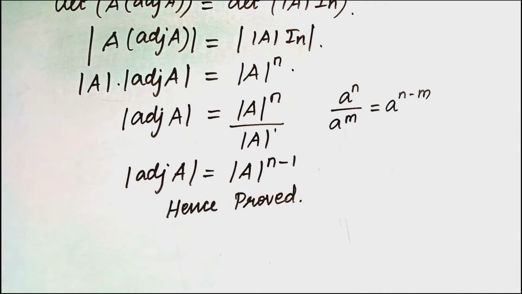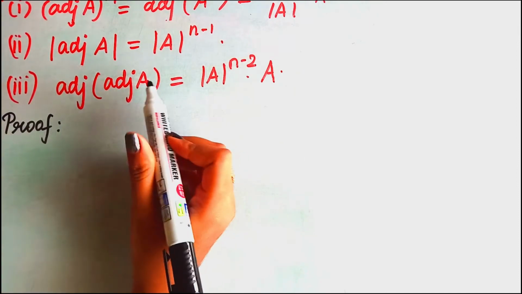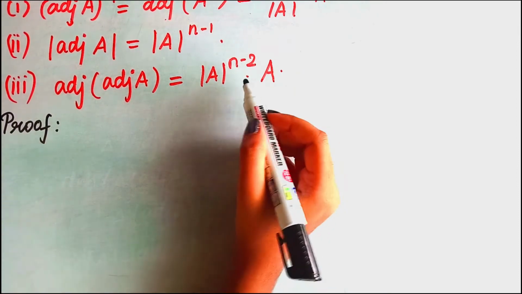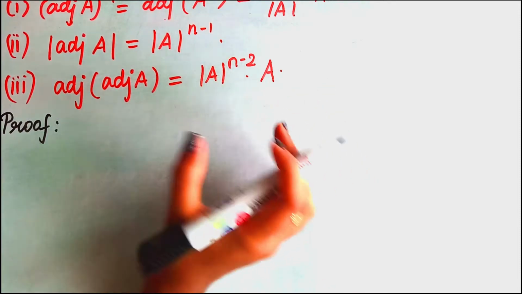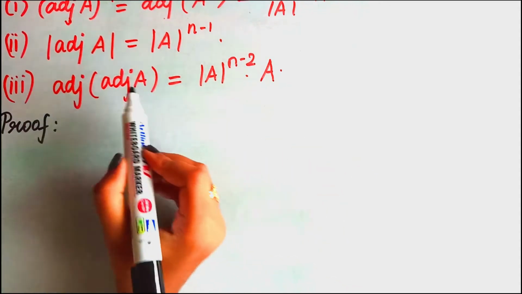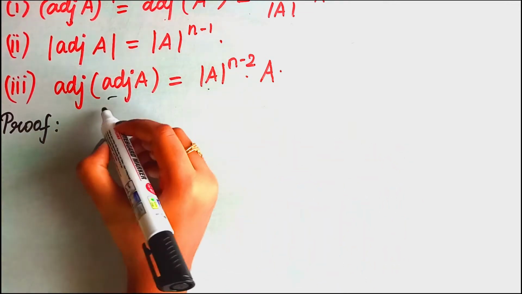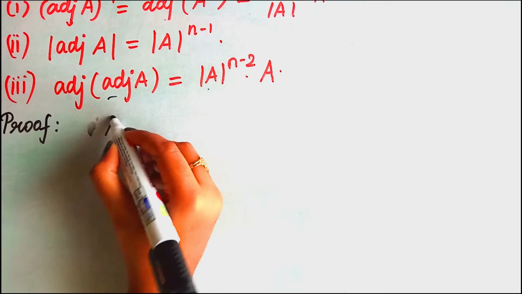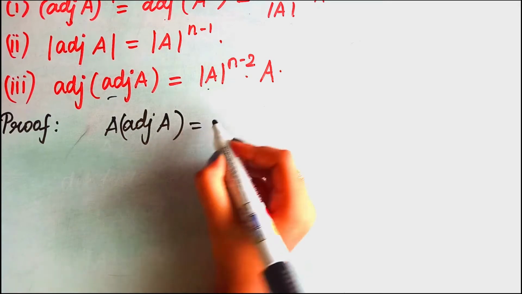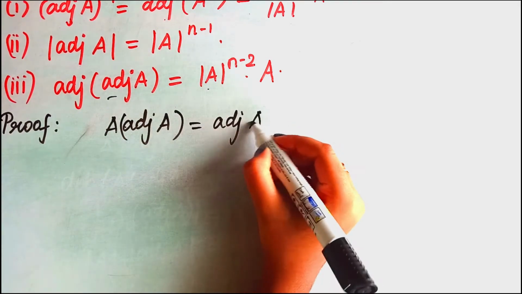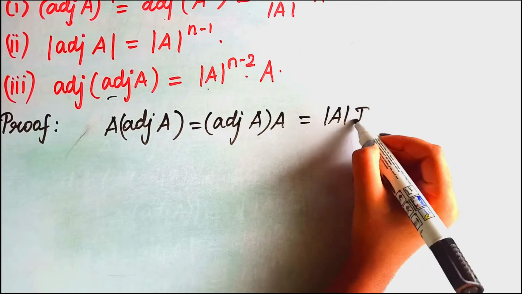Now let's get into our third subdivision. Adjoint of adjoint of A is equal to determinant of A power n minus 2 into A. So this is what we have to prove. And in the question they have given a clue that there is an adjoint of A and then there is a determinant of A. So therefore you can use the formula which is A into adjoint A is equal to adjoint A into A, which is equal to determinant of A into In.